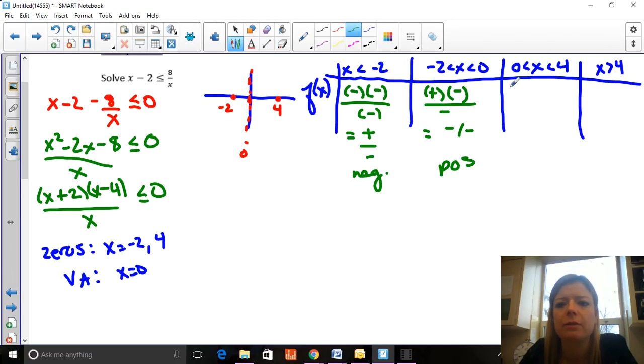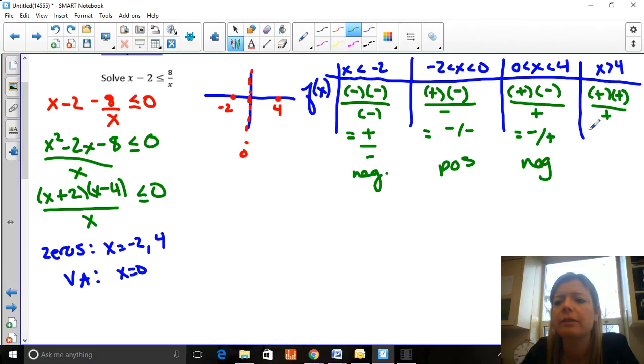Okay, between 0 and 4, x plus 2 would be positive. x minus 4, though, would still go negative, right? Like 3 minus 4 still gives you a negative number, divided by a positive. So in this case, I'd have a negative over a positive, so that's a negative interval. Finally, greater than 4, everything's positive, life is good. So I have positive. Okay, so now I got to be careful with my answer.